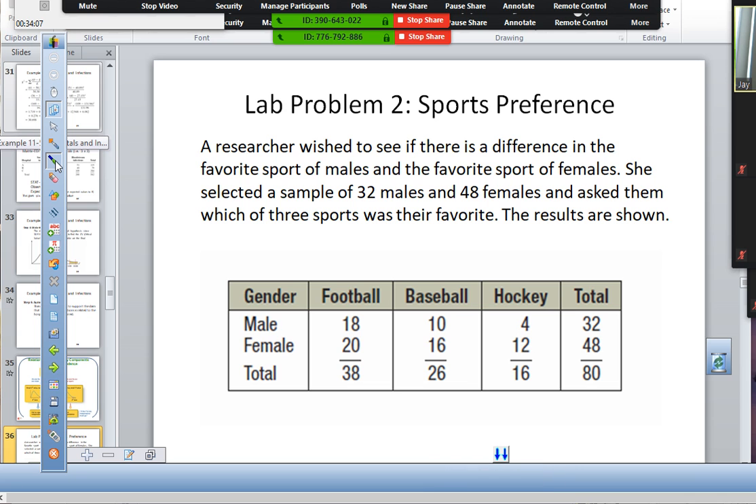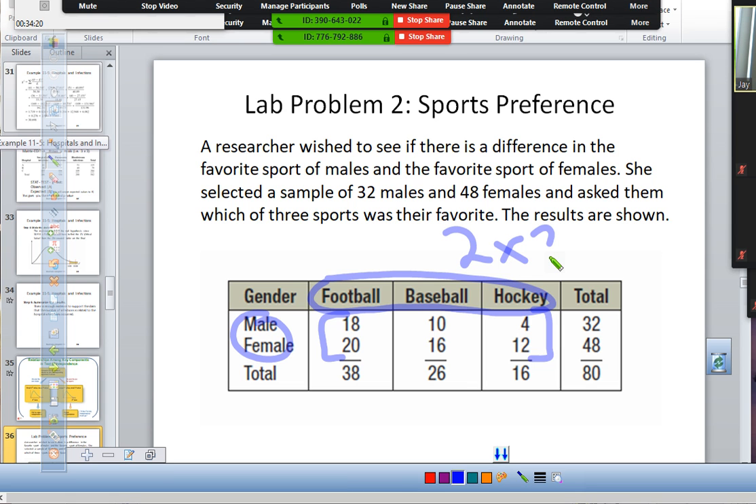Okay, so look at the data: male, female, football, baseball, hockey. So 2 categories there, 3 categories there. So it's a 2 by 3. Remember, it's R by C. So 2 by 3, row column, male, female, 3 across. All right, go ahead and hop into your groups.